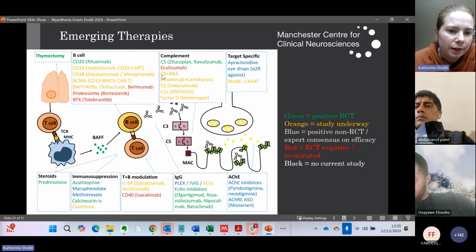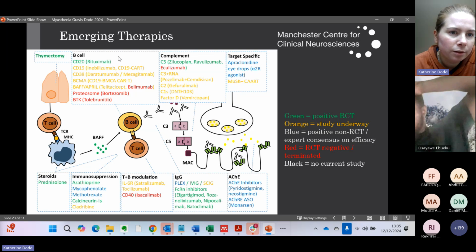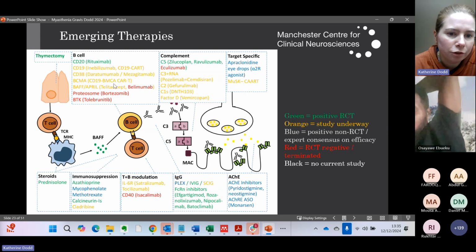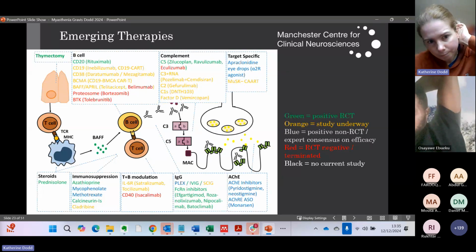Also, the big category really is B-cell depletion. So we currently use CD20 depletion, but there's other types of B-cell depletion being trialed, other ways to modulate T and B cells, and some other interesting things. And perhaps most interestingly, target specific. So there is a trial for MuSK-CAR-T, which will specifically deplete MuSK-positive B cells, which is quite exciting. So watch this space; it's all going to change.